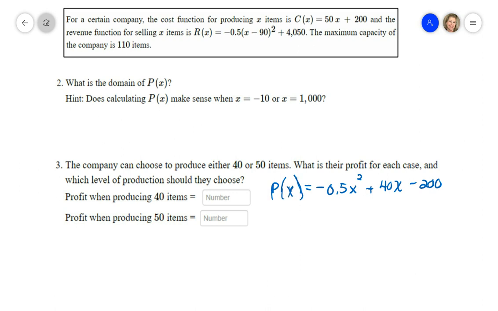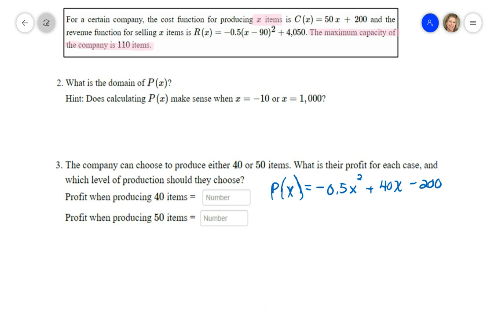Okay, parts 2 and 3. Part 2 says, what is the domain of P of X? Remember, the domain is always your X coordinates, and X is actually the number of items that you're producing. And it says right here, the maximum capacity of the company is 110 items. That means they can't produce any more than that.